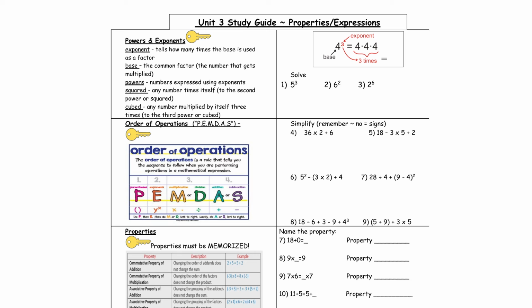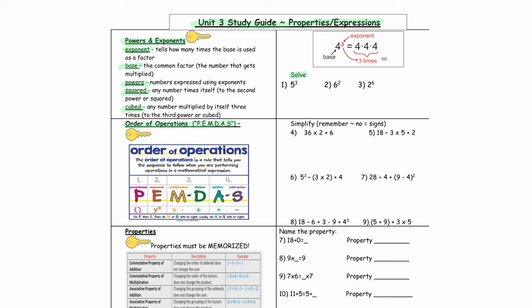For today's assignment and homework, classwork, what you're going to be doing is completing the first 2 pages of the study guide, Unit 3 study guide, Properties and Expressions. Now keep in mind, on the left side is going to be directions, and it tells you the vocabulary, terminology and ways that'll help you to solve the problems that are on the right side.